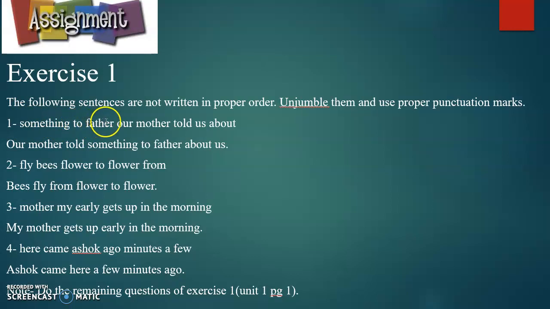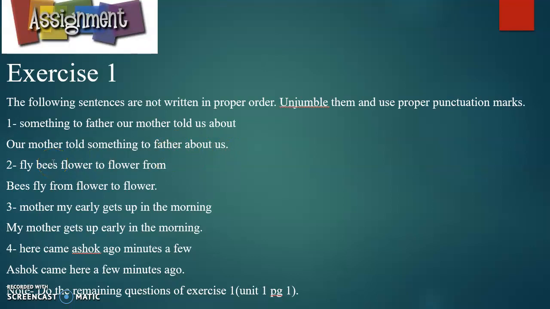Something to father or mother told us about. If you read very carefully, you cannot get a complete sense. It's not giving a good sense. For getting a good sense, we have to keep it in proper order. For that, we are starting. Our mother told something to father about us.